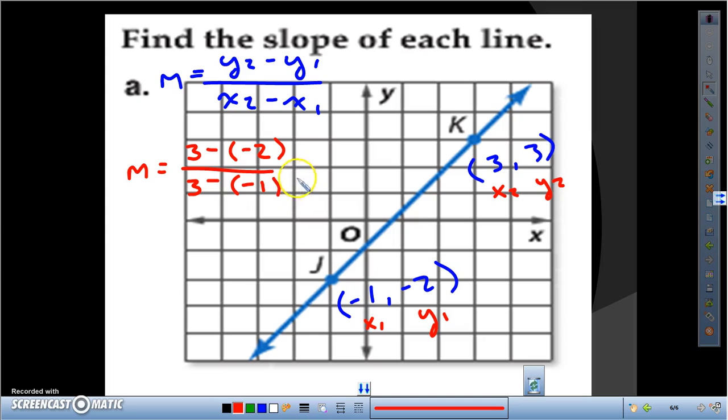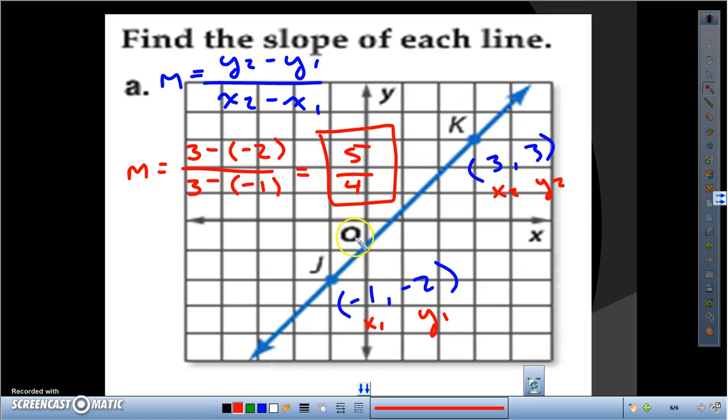Okay, so once we plug in, we simply subtract in the numerator and subtract in the denominator. 3 minus a negative 2 is a positive 5, and 3 minus a negative 1 is a positive 4. So either way you slice it, if you want to count the rise and run, or if you want to find the points, label them and plug them in, your slope of the line is 5/4.